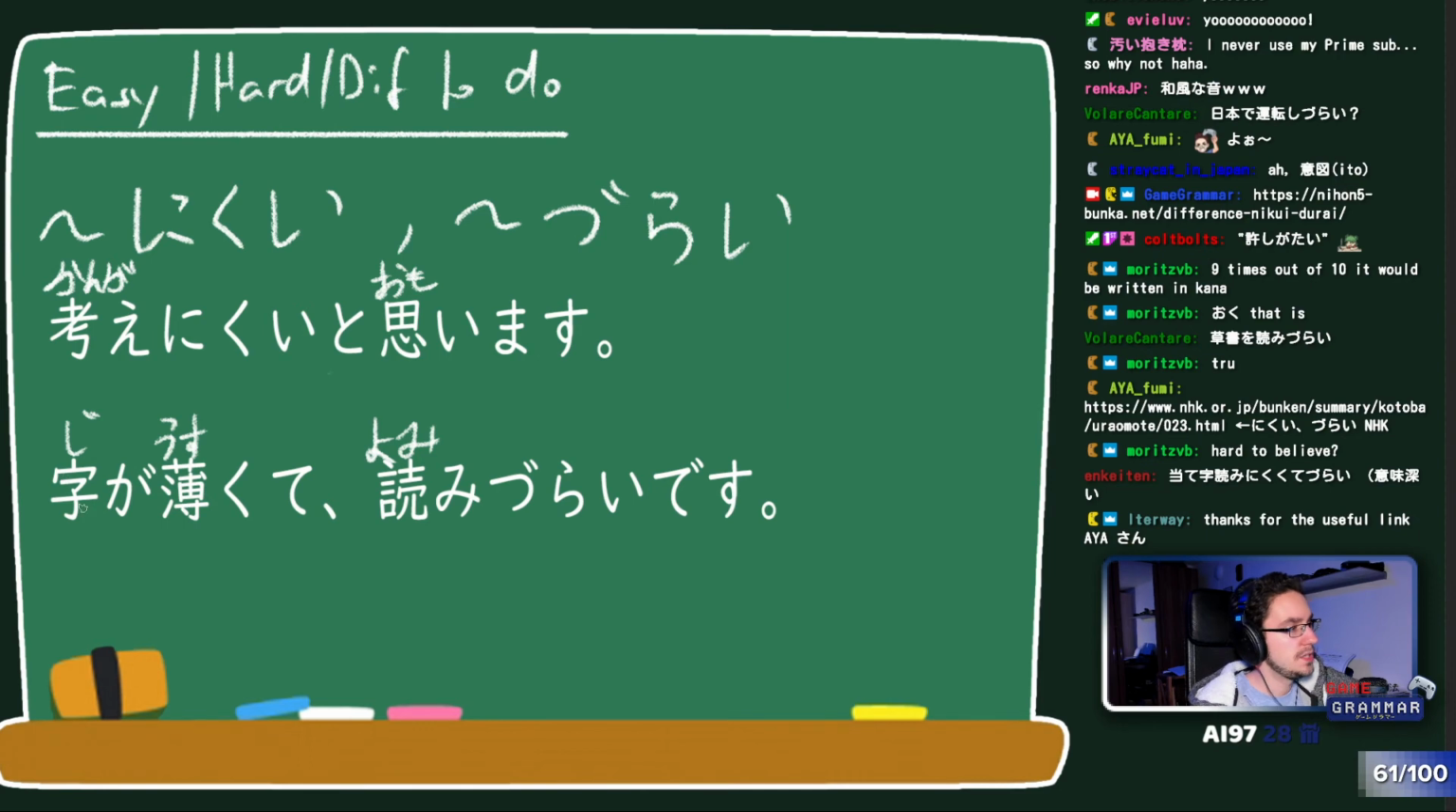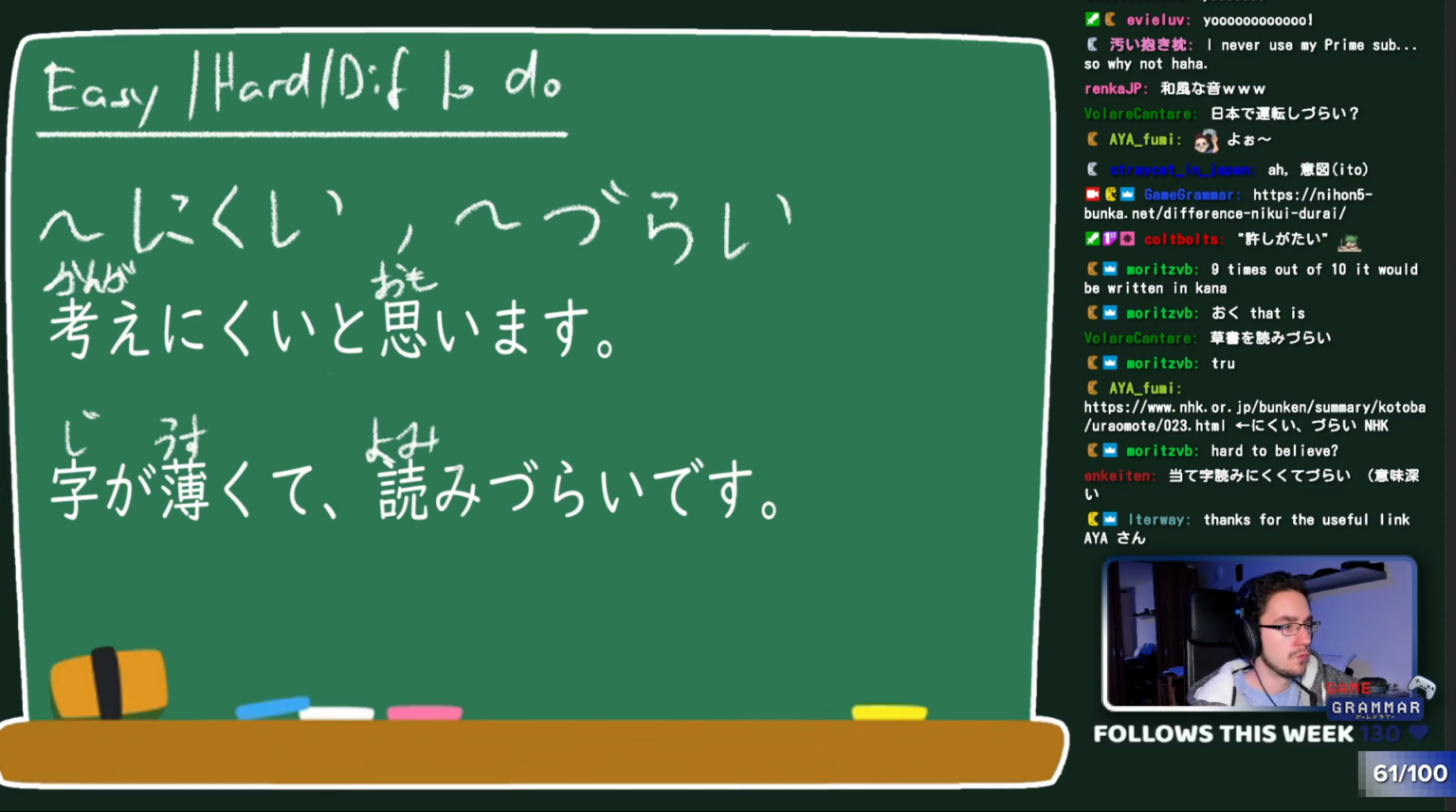And then 字が薄くて読みづらいです. 字が薄い here means the letters are faded. So again, it could depend. 薄い with this kanji means faint. So the writing is faint. 読みづらいです. It's hard to read.